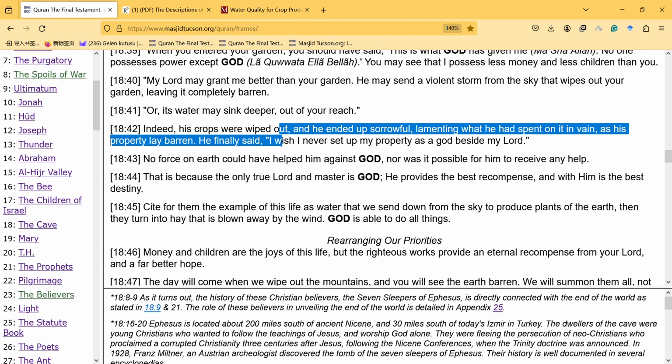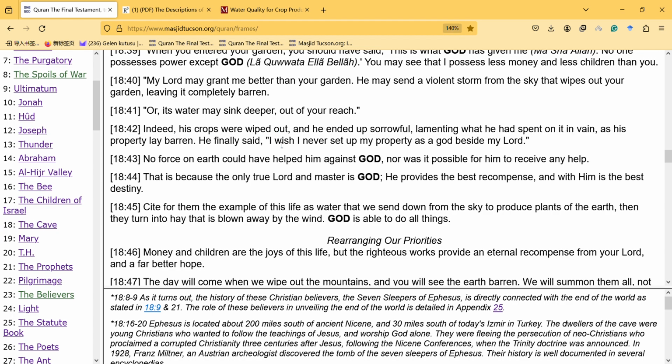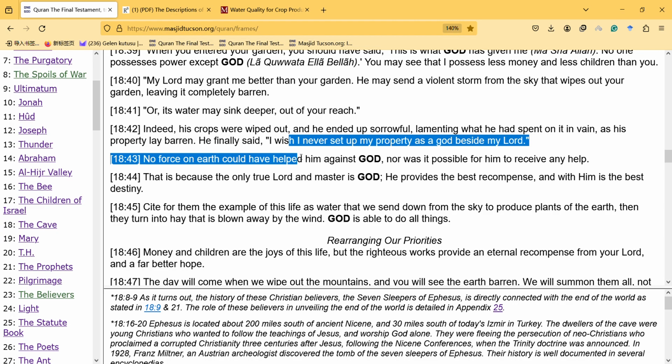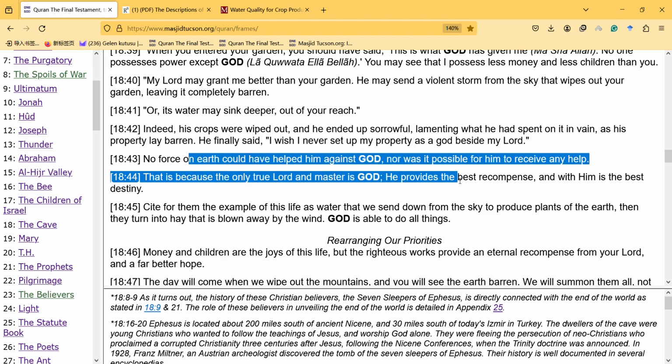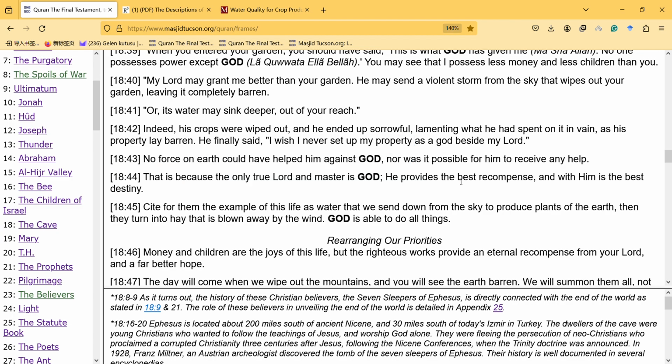Indeed, his crops were wiped out, and he ended up sorrowful and lamenting what he had spent on it in vain. As his property lay barren, he finally said, "I wish I never set up my Lord's partners." No force on earth could have helped him against God, nor was it possible for him to receive any help. That is because the only true Lord and Master is God. He provides the best recompense, and with him is the best destiny.